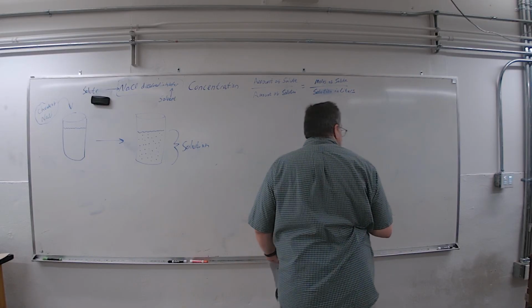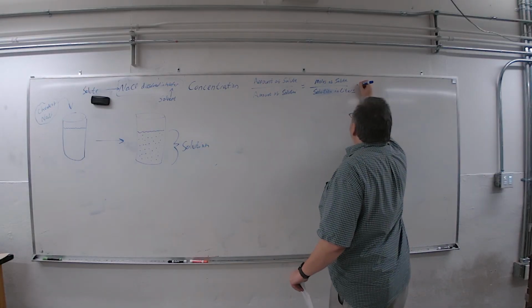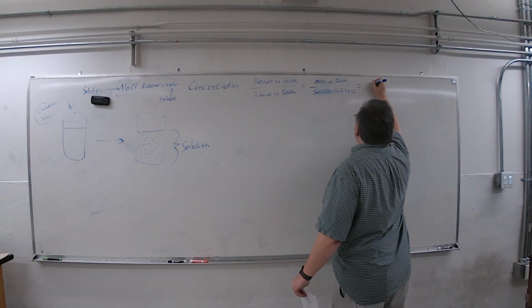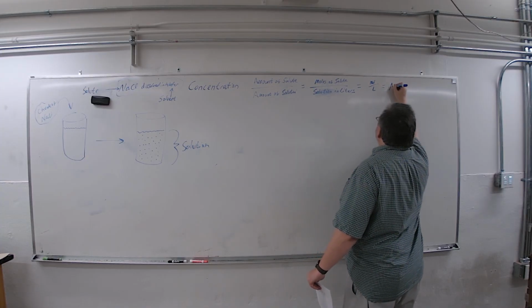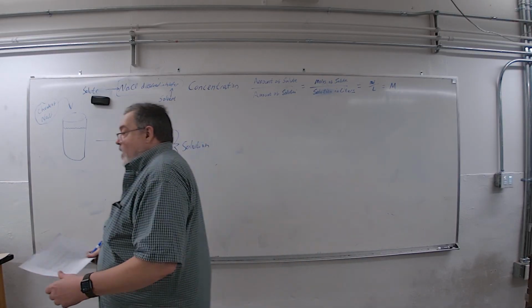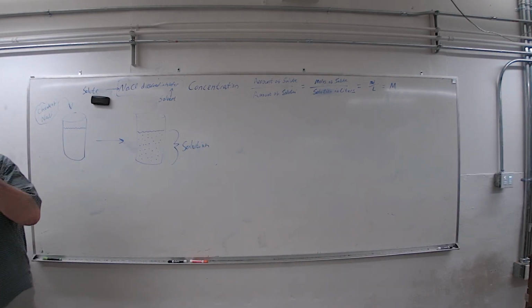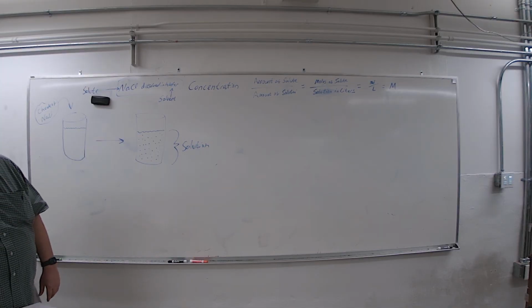In liters. And that's a specific definition. We generally just say moles per liter, but it's also represented as a capital M. The capital M is superfluous. You can always just say moles per liter, which I tend to stick to. But know what the M is, because everybody uses the M.